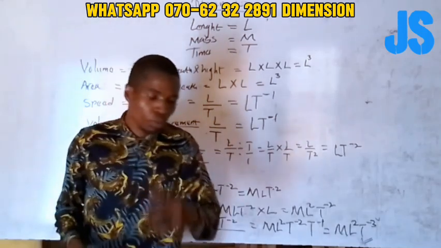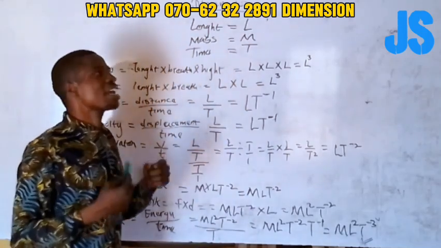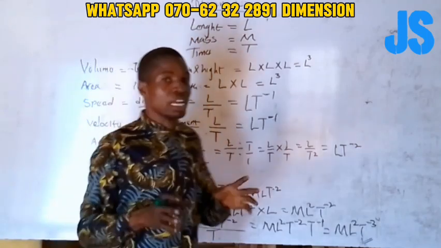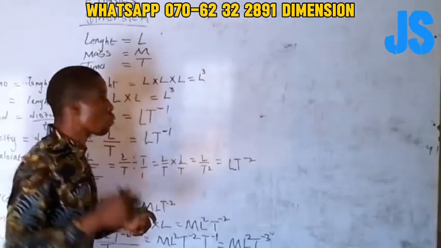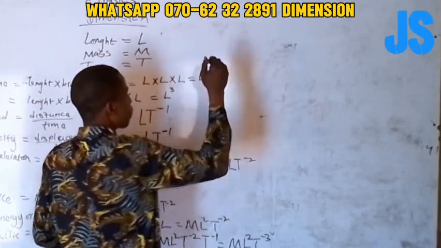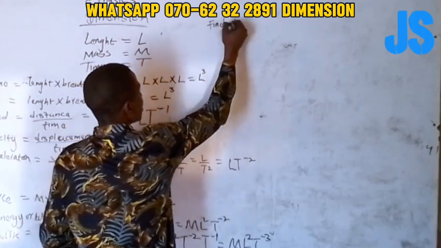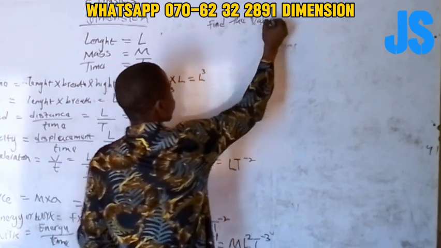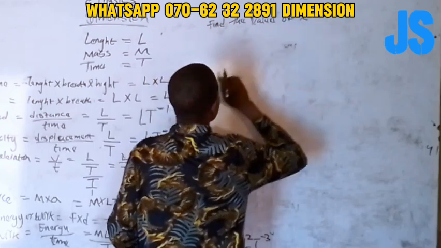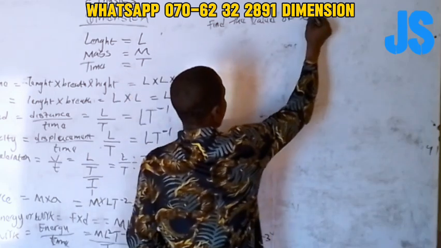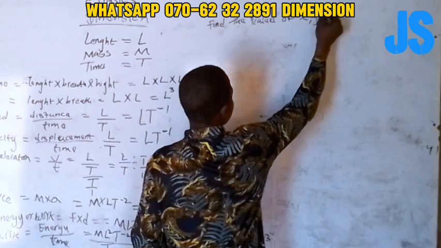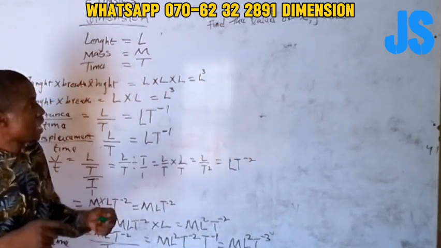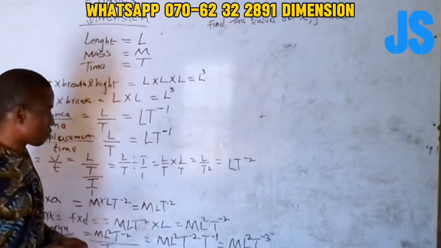This is how the dimension is. But in JAMB, they normally put it in a different way. I want you to keep this in your mind so that you can understand. In JAMB, when they bring it, sometimes they will say, find the value of x, y, and z.